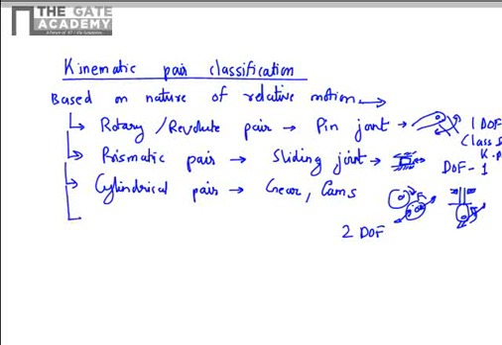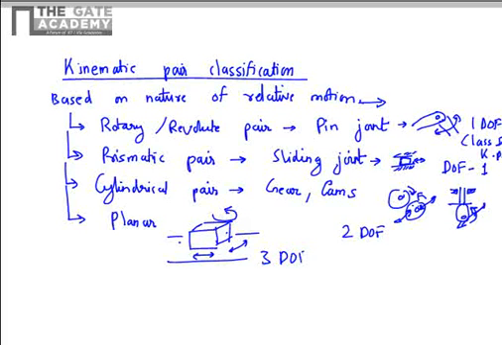The other kinematic pairs are a planar pair, which you can visualize like a plane surface in contact, like a box kept on a plane surface. So here you have 2 degrees of translational motion and 1 degree of rotational motion. So here we have 3 degrees of freedom for a planar pair.